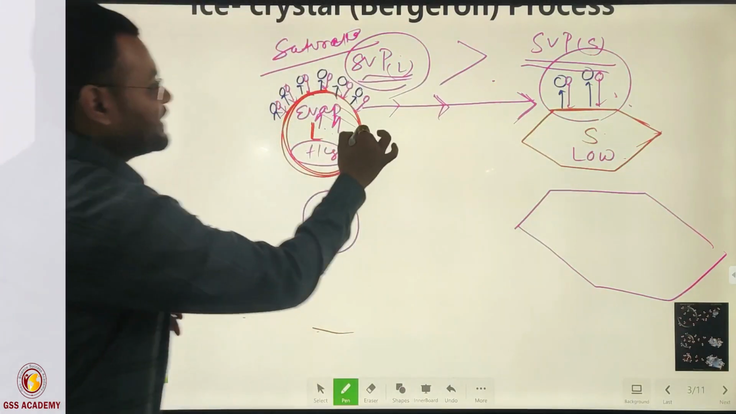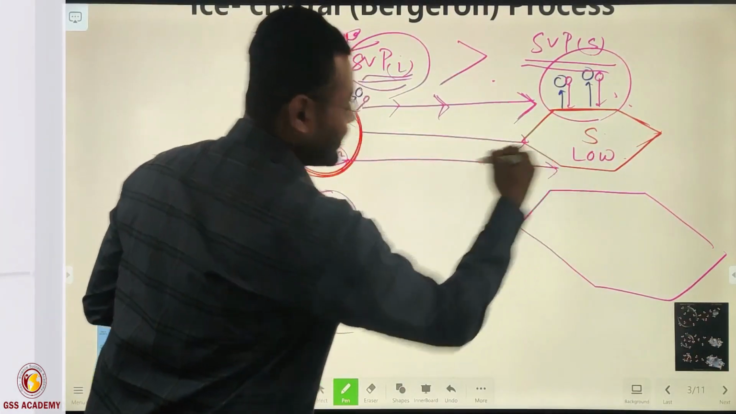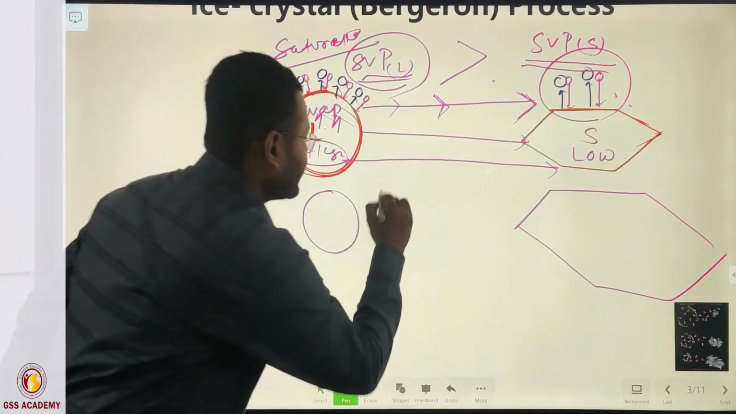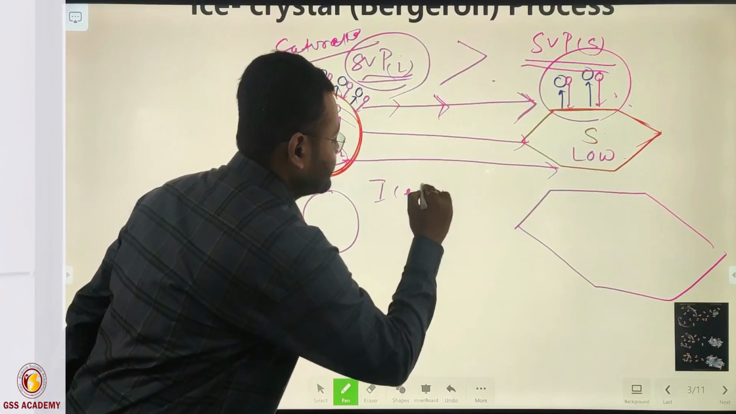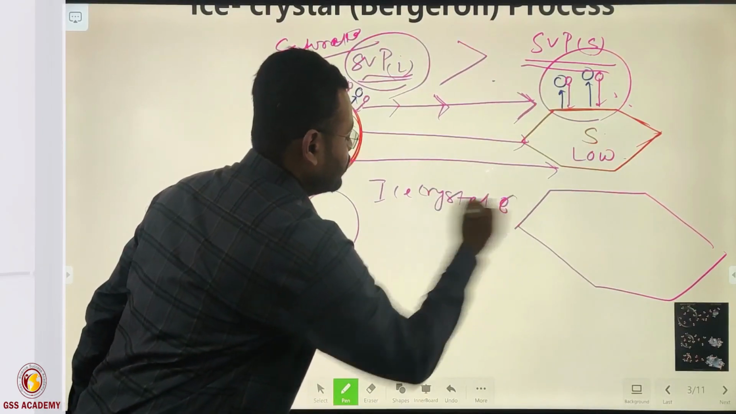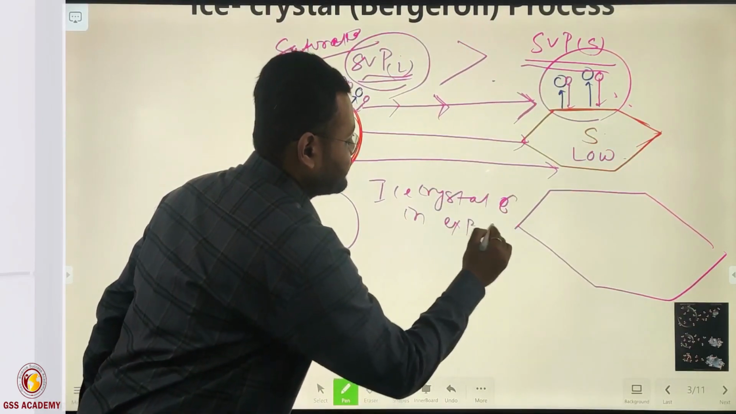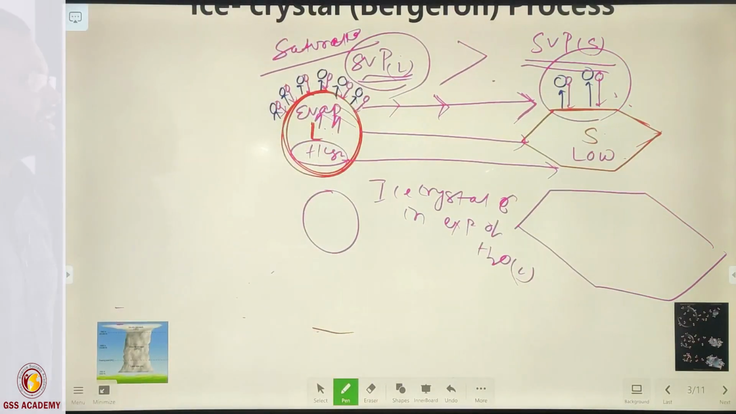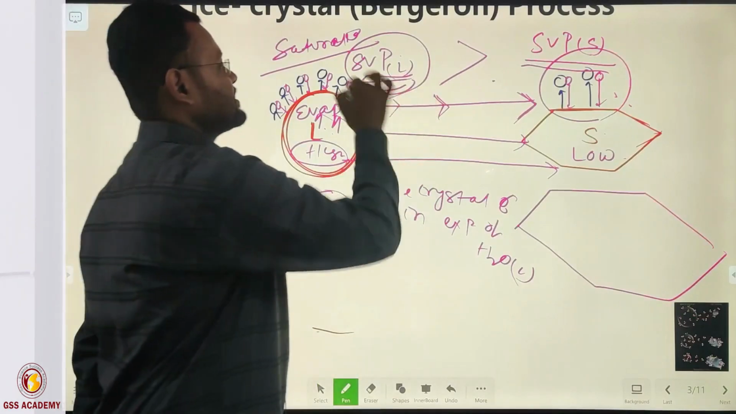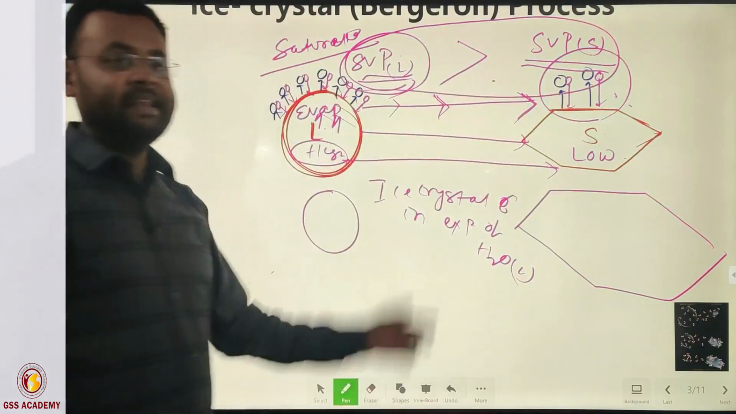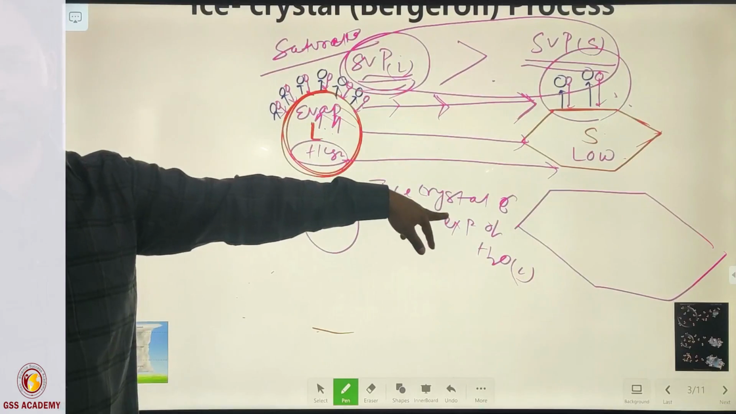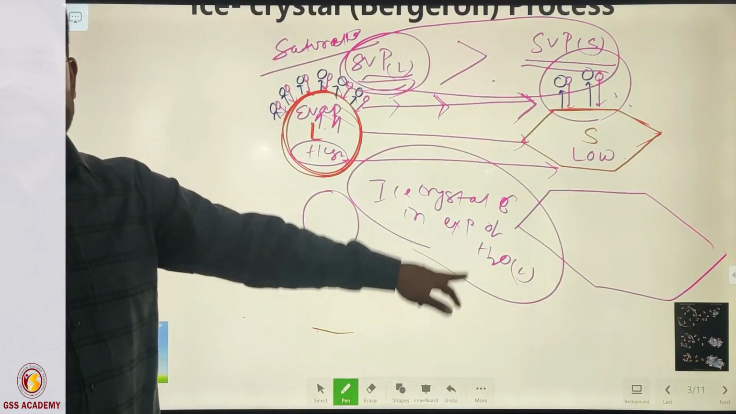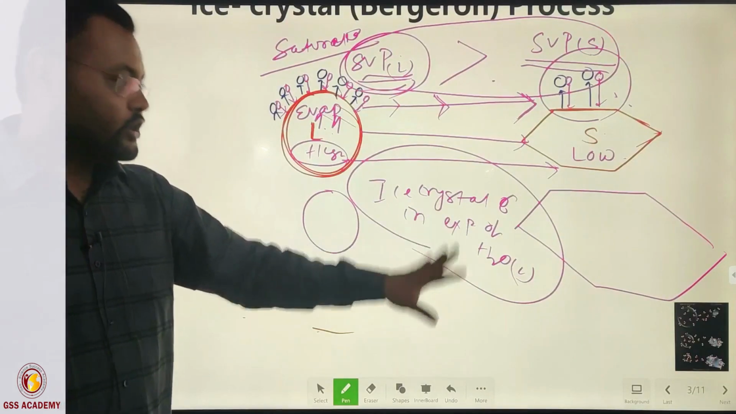And as the liquid water is providing the water vapor to the ice crystal to grow, therefore ice crystals grow at the expense of liquid water. So this is the Bergeron process. In the Bergeron process, the saturation vapor pressure over the liquid is greater than the saturation vapor pressure over the solid, and ice crystals grow at the expense of liquid water or liquid droplets.